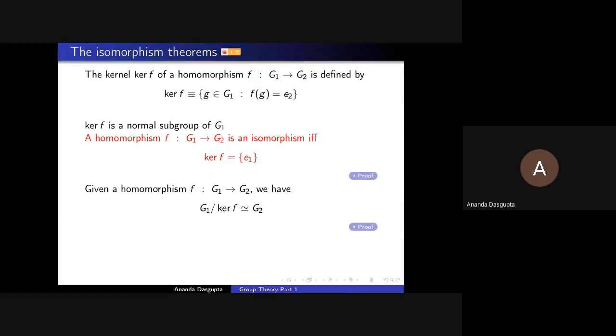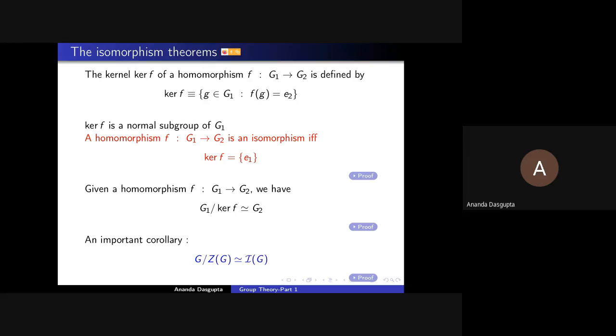On the other hand, if the kernel of F is not just the identity, it's a non-trivial subgroup, even then it's a normal subgroup. We have just learned about quotient groups. So we can form the quotient group G1 by kernel of F. And the isomorphism theorem tells us that this is identical to G2. This is a result which is quite useful. We will use it several times during this workshop also. The proof is actually rather simple, but I'm not going to go into the proof simply for want of time.